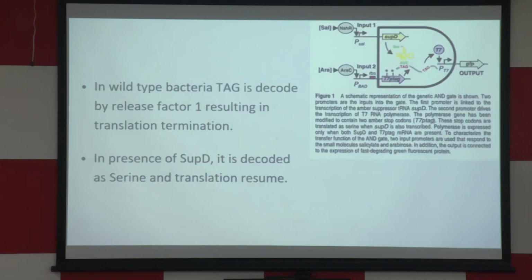So this is the process we are using. In wild type, when this T7 gene was being translated, it has this stop codon TAG, so it was released by release factor 1, resulting in translation termination. But after adding the suppressor, what happened? It was translating this TAG to serine, and translation resumed. So if both inputs are not available, it won't work, because translation will stop.